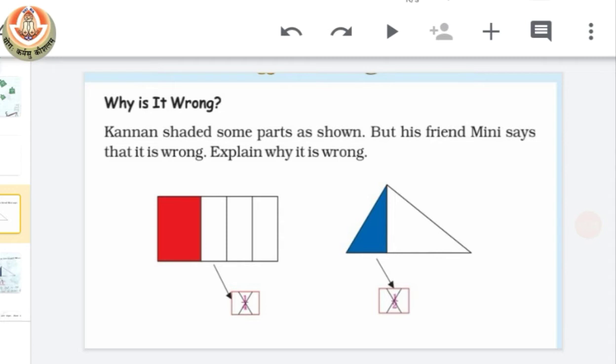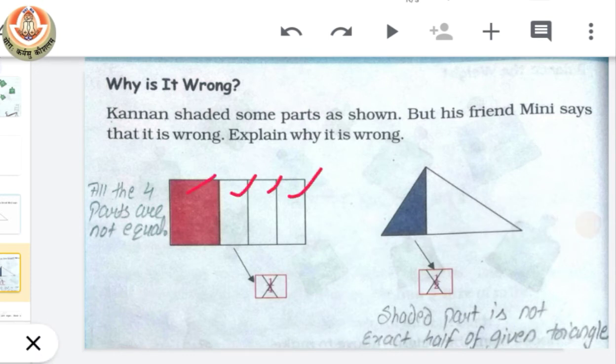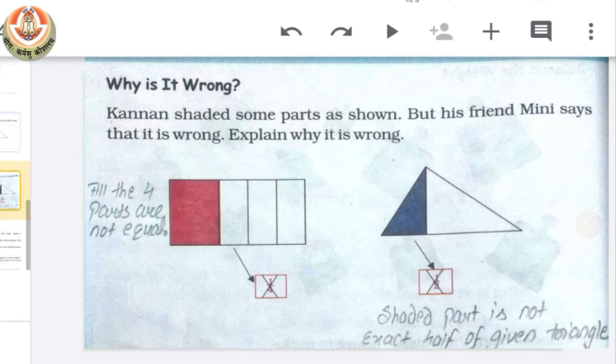given shades are wrong. Okay, so the answer is, for the first one, because all the 4 parts are not equal, that is why we cannot say that it is 1/4 of the given figure. On the other hand, the shaded portion is not exact half of the given triangle, so that is why it is not half of the given triangle. Okay. Now these are your book questions.